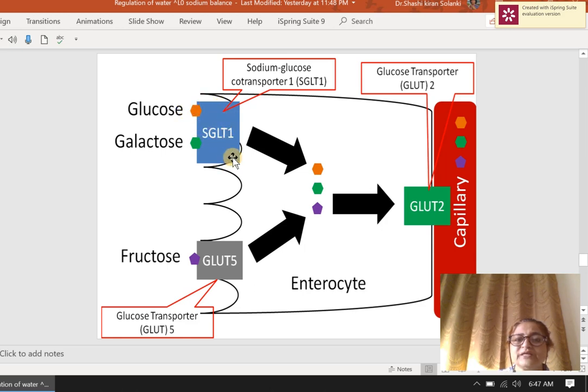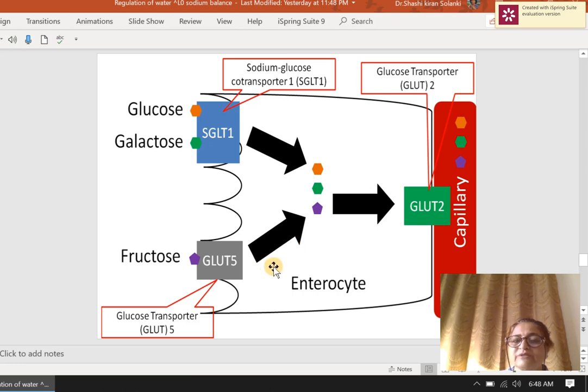SGLTs are special proteins located in the plasma membrane which transport glucose and galactose molecules. This is the cell. Whereas the GLUTs are a different type of protein which transport fructose or glucose molecules inside the cell, and from the cell they transport them to the blood capillaries. As I told you, total glucose is reabsorbed back into the blood capillaries from the lumen.